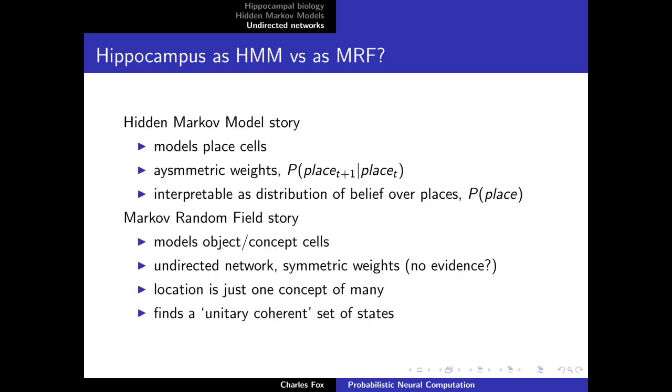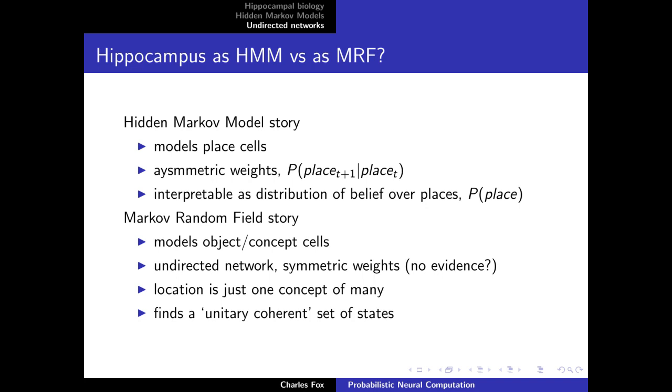The hidden Markov model story came from the rodent literature, and it assumes CA3 is a big collection of mutually rival place cells. You're either at one place or you're at another place. Weights in CA3 are assumed to be asymmetric, and they give you the probability of being at a place conditioned on where you were before. You could make them symmetric if they were just distances, but you might have a case where the animal always runs in the same direction along a track, and so there's a much bigger probability of going from here to here than going vice versa.